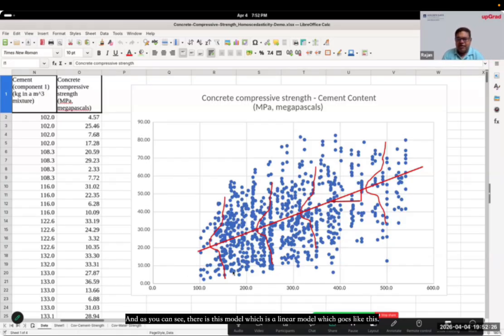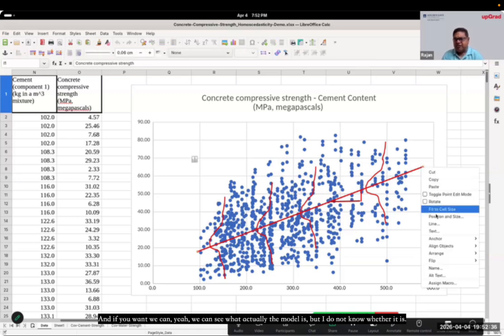And probably, as you can see, this example has been available online for a couple of decades now. There is this linear model, which goes probably like this. The idea is very simple. If you want, we can check what actually the model is.